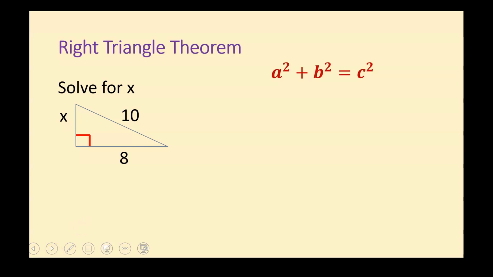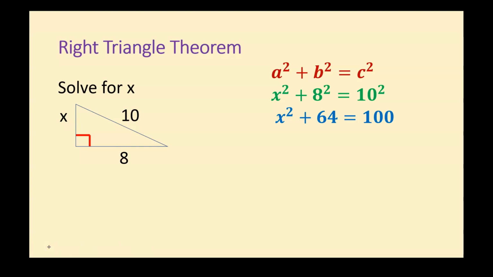We know that a squared plus b squared equals c squared because it is a right triangle. So we're going to plug in the values. So we know a is going to equal x, we know b is going to equal 8, and we know 10 will equal c. So now we have x squared plus 8 squared is equal to 10 squared. We can go ahead and simplify. So now we have x squared plus 64 is equal to 100.